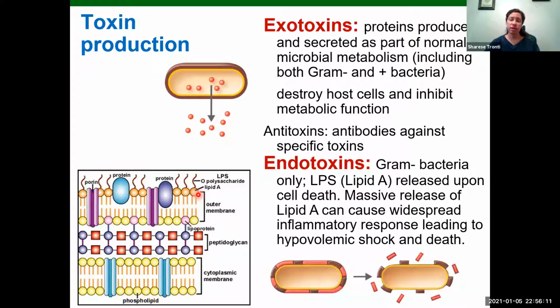We're only going to find endotoxins in gram-negative bacteria, because only gram-negative bacteria have the outer membrane with the lipid A. What we see with endotoxins is that the lipid A causes a widespread inflammatory response, and it's actually this inflammatory response that leads to so many issues such as shock and death.